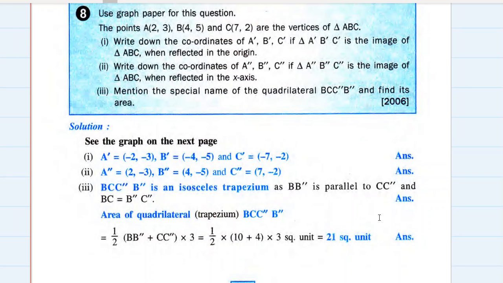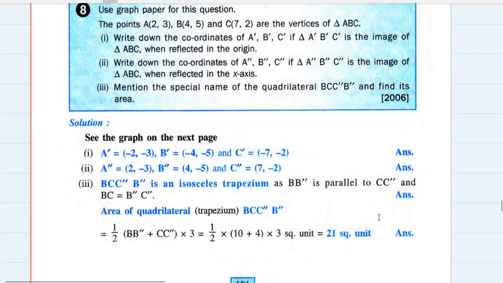After reflecting it in origin, तो ओरिजिन में जब रिफ्लेक्ट करेंगे तो सारे जो x और y कोऑर्डिनेट्स हैं उनकी साइन रिवर्स हो जाएगी. So you get (-2,-3), (-4,-5) and (-7,-2). इसको प्लॉट कर दो. अच्छे से प्लॉट करना, गलती नहीं होनी चाहिए.